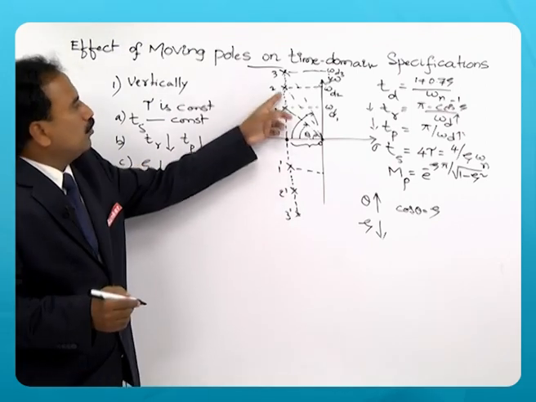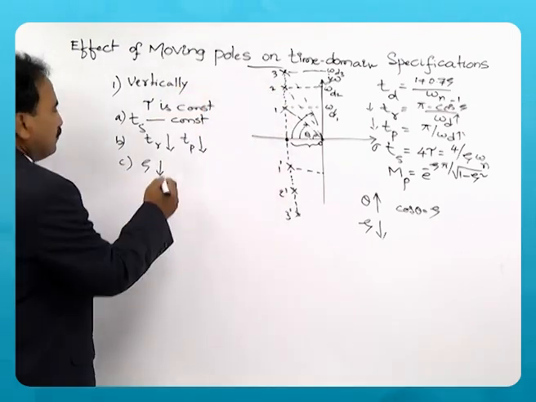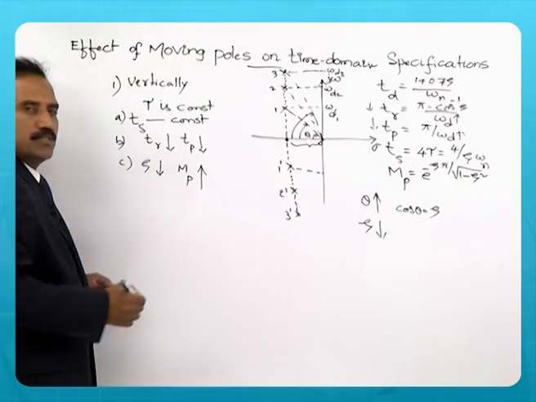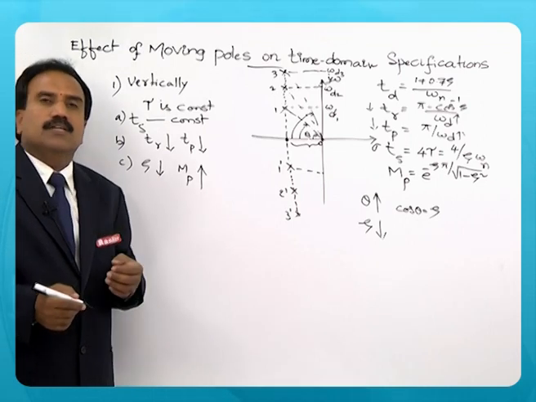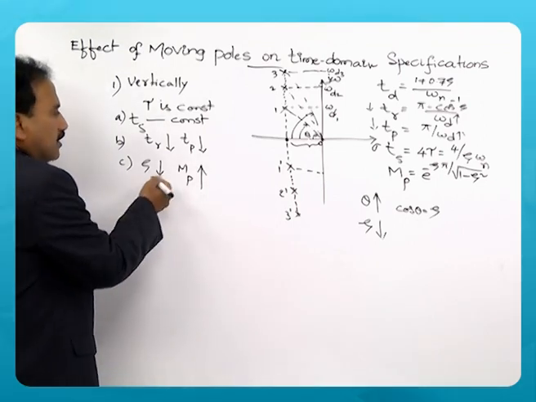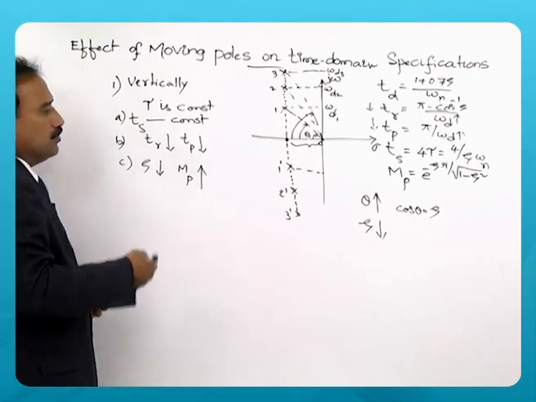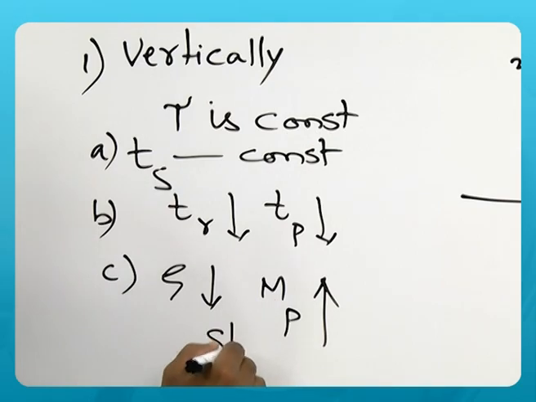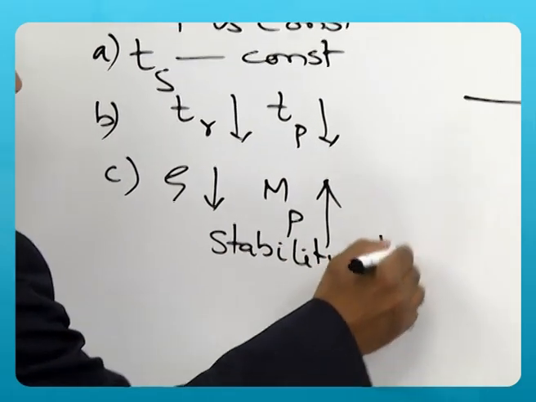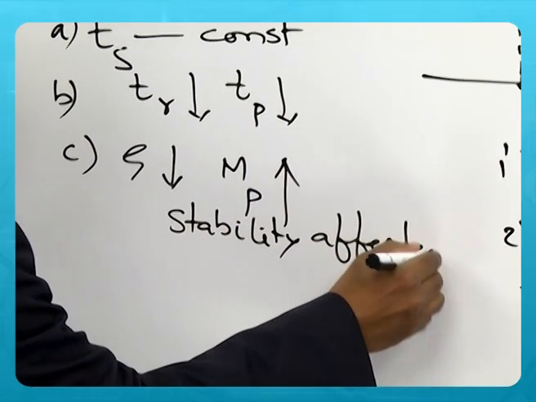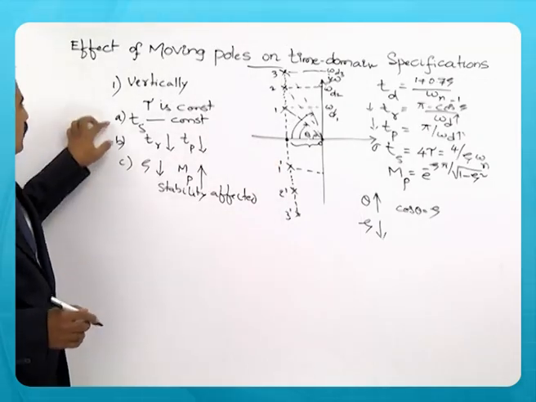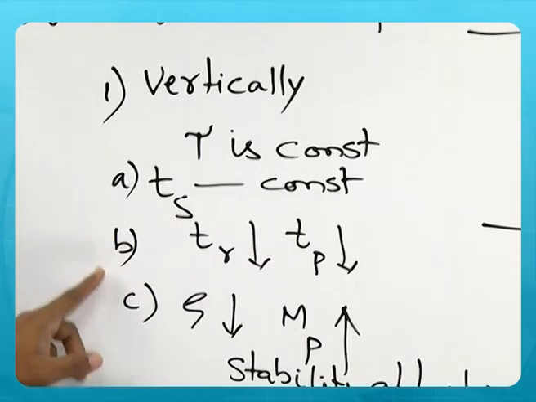because of the movement of the pole vertically, the peak overshoot will increase. So, the system becomes less stable. So, the decrease of zeta causes peak overshoot to increase and stability is affected with the movement of the poles vertically. So, three things you need to observe here, A, B, C.